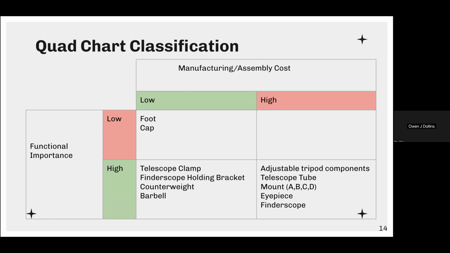So the quad chart was a matrix we used to organize our primary components based on manufacturing cost and functional importance. So the foot and the cap of the tripod are designated as low importance because they're not essential to operating the telescope. And other parts like brackets and clamps, while they're cheap, are essential for the main functions of the telescope.